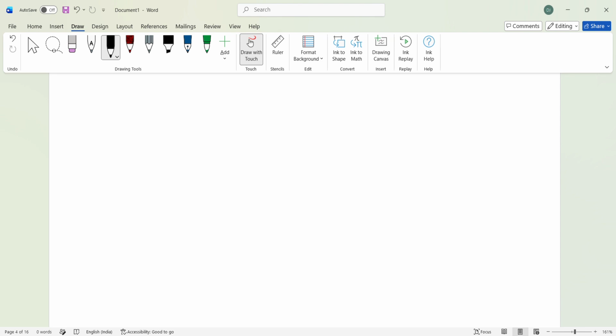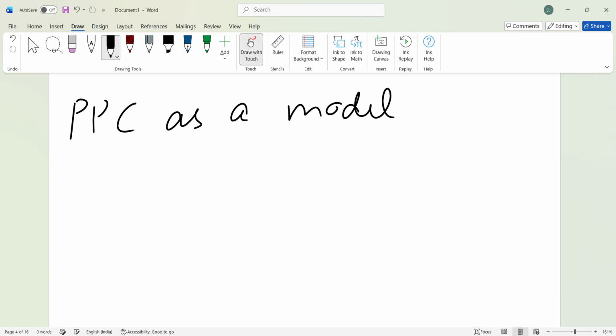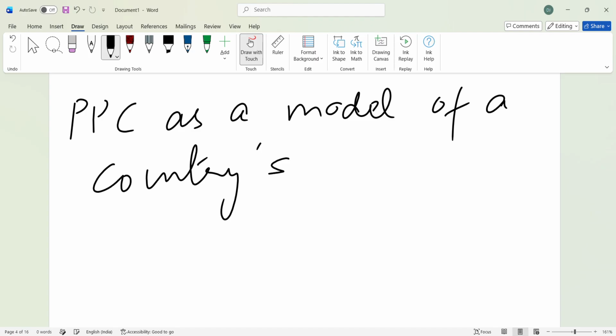Again, PPC as a model of a country's economy.